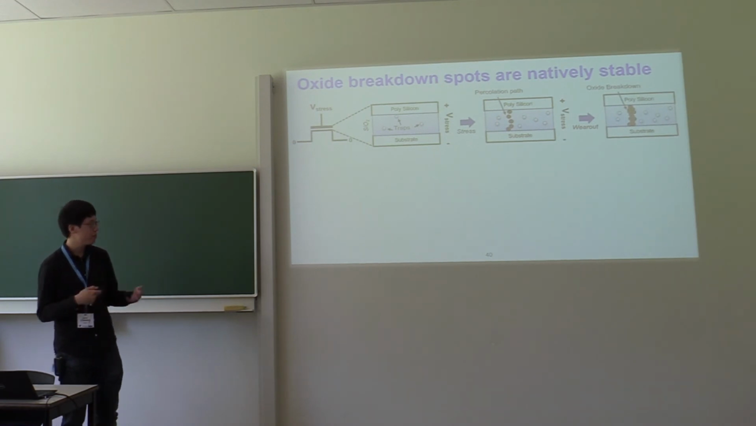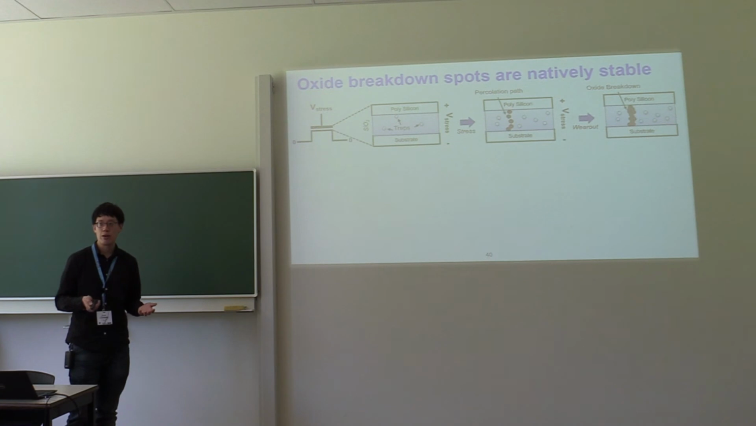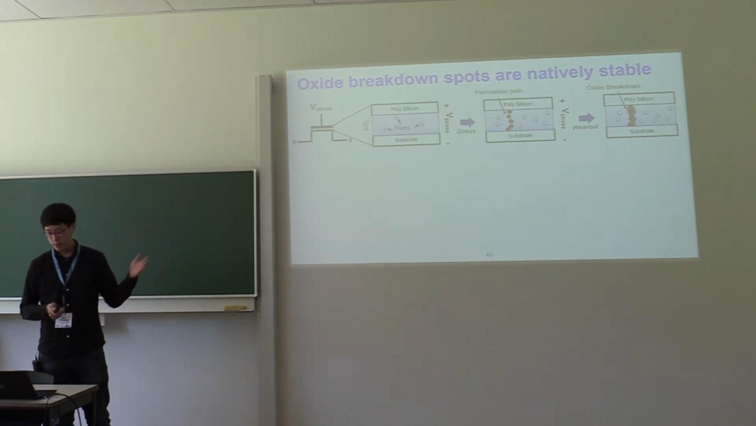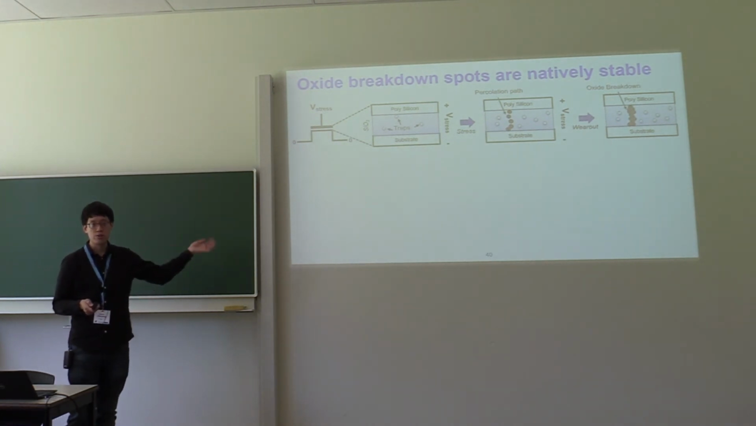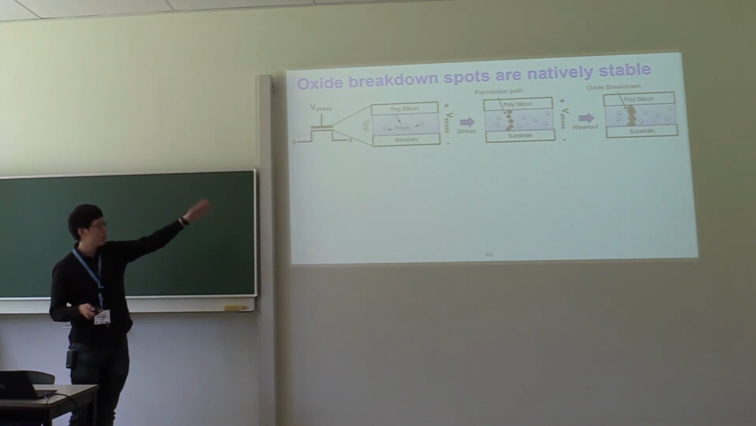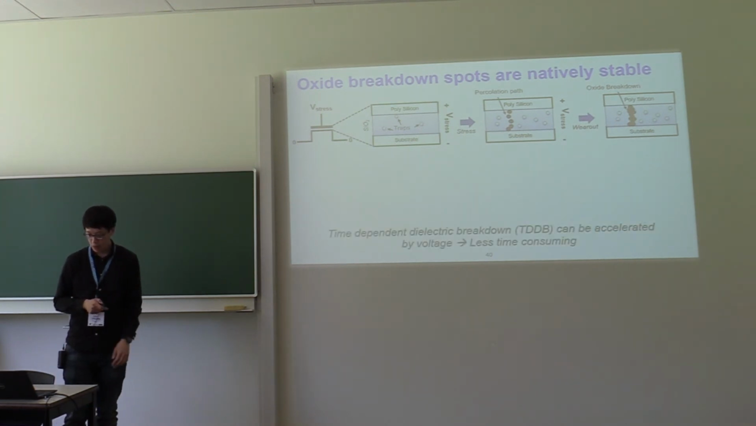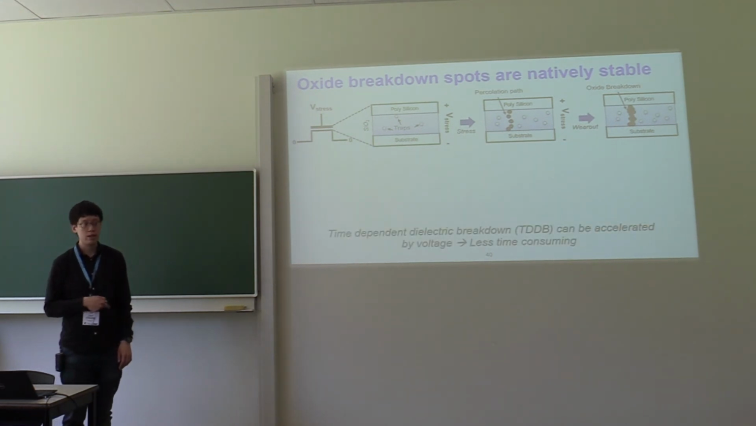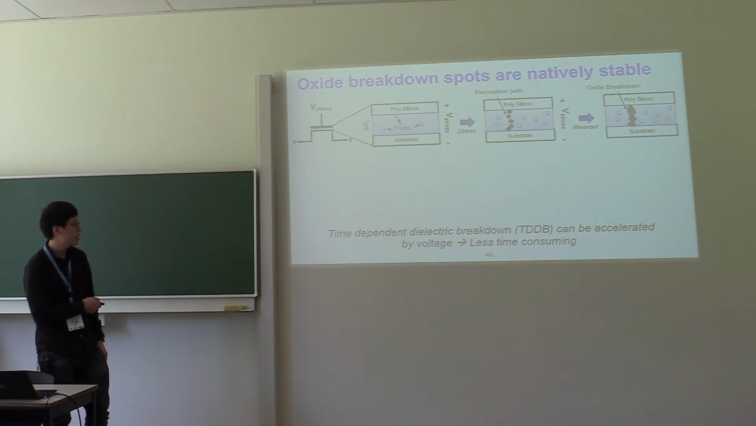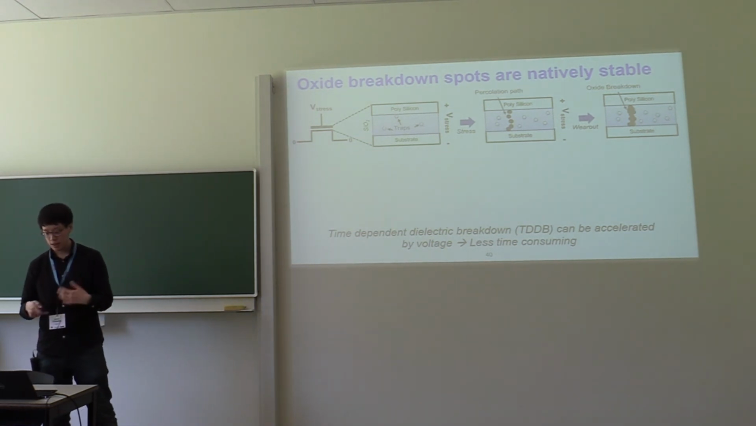Later on, if this process continues, this path will grow bigger and bigger, and eventually we have a breakdown. The breakdown means the gate oxide starts to conduct current. Before, it was insulating, but now more current conducts through this gate oxide. This mechanism is called time-dependent dielectric breakdown, which can be accelerated by voltage.